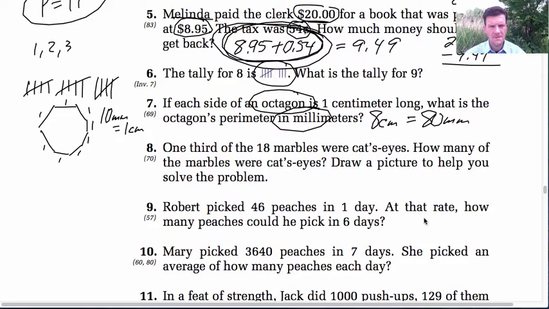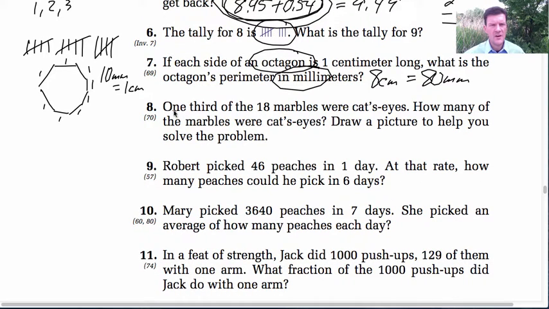Alright. Number 8. 1/3. 1/3 is written like this. 1/3 of the 18 marbles were cat's eyes. How many of the marbles were cat's eyes? Draw a picture to help you solve the problem.